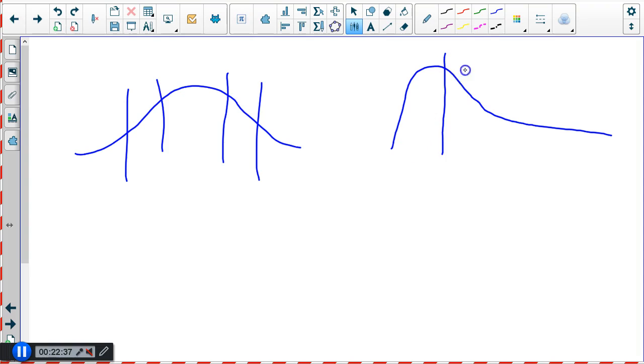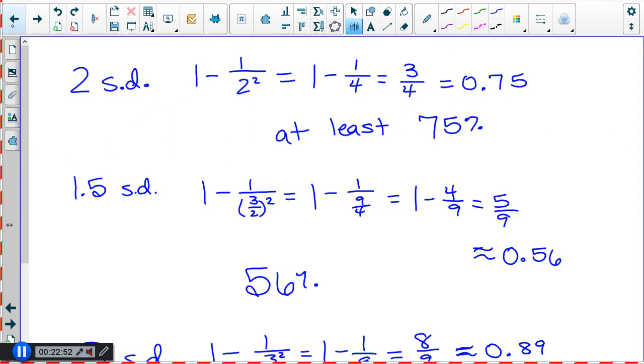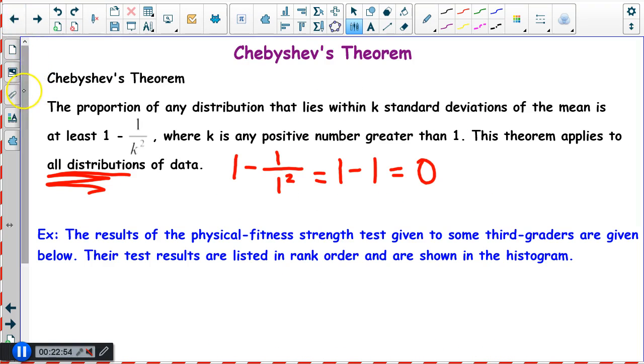But then we're saying within 1 standard deviation of the mean, we can't talk about 1, so we have to talk about 2. And 2 standard deviations of the mean is at least 75% of the data, which makes sense because look how long that tail is, right? So Chebyshev's theorem is amazing, super powerful, okay?